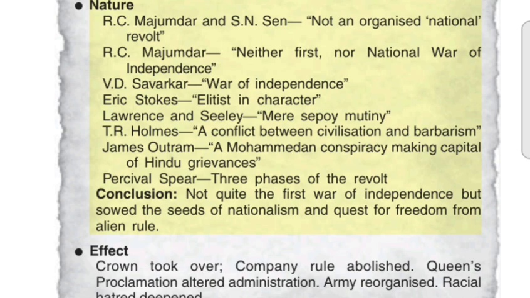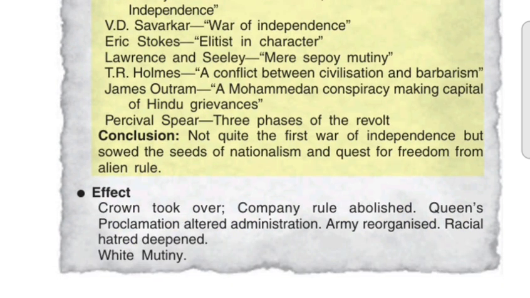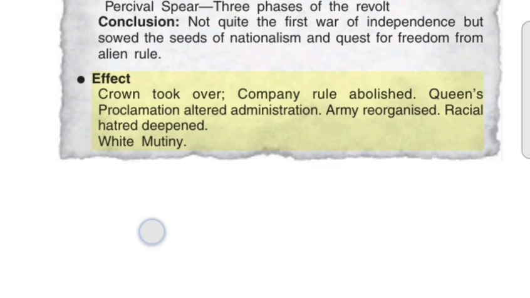Three phases of the revolt. Conclusion: not quite the first war of independence, but sowed the seeds of nationalism and quest for freedom from alien rule. Effect: Crown took over, company rule abolished. Queen's proclamation altered it.